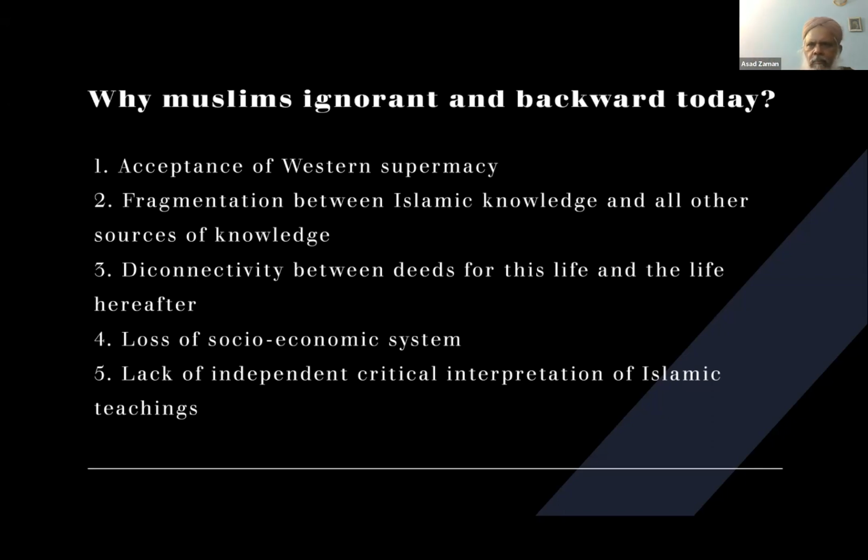And the fourth reason is the loss of the socioeconomic systems that we had during the early rise of Islam. All the systems that we have now are, again, Western systems. So we need to come up with our own system, with our own Islamic epistemology. The last reason is the lack of independent critical interpretation of Islamic teachings. Islamic teachings were interpreted with a far more open view than they are now, because the Muslim mind is now becoming quite hard, not accepting change, or not accepting the views of others. So this is the thing that we have to consider for acceptance of a new Islamic system.